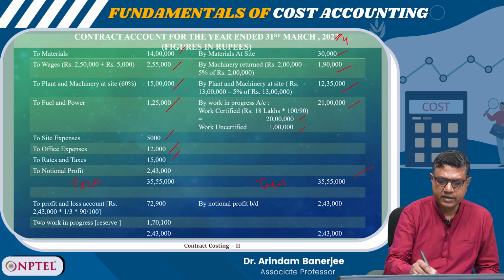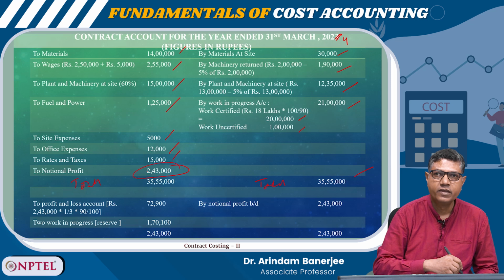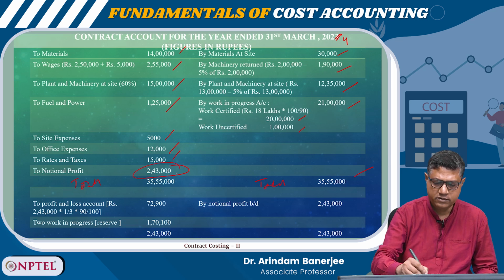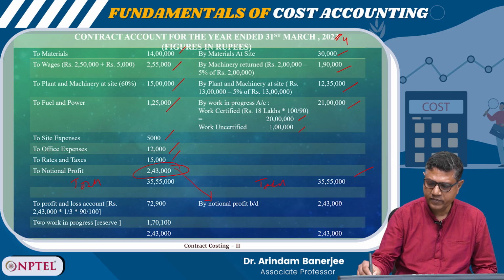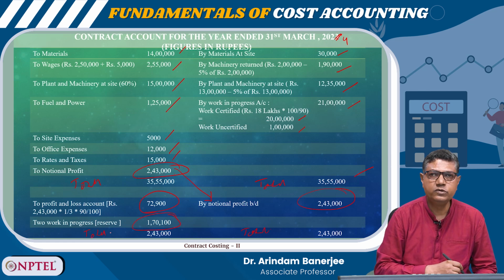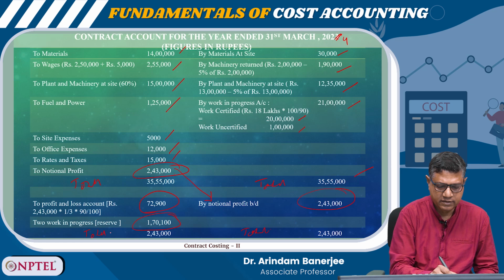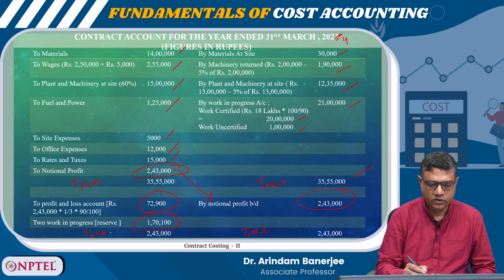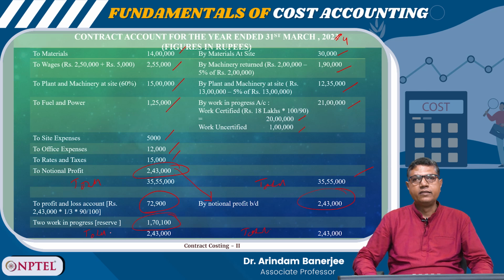Now if I calculate the balancing figure, it gives me the notional profit, that is 2 lakh 43,000. This 2 lakh 43,000 I am transferring here, out of which 72,900 is going to the profit and loss account, and the balance 1,70,100 will go to the work in progress account. So this is my total on both sides. This is how I can construct the contract account for the given values. Thank you.